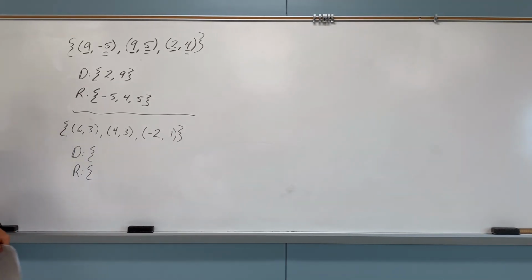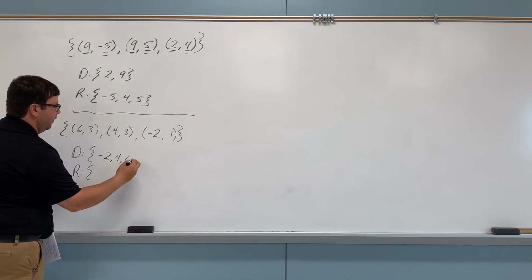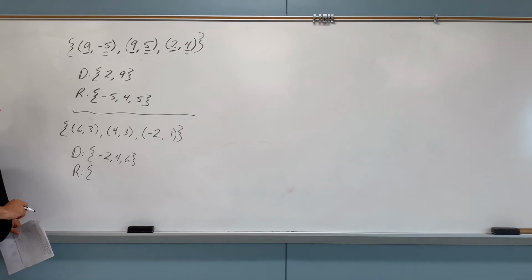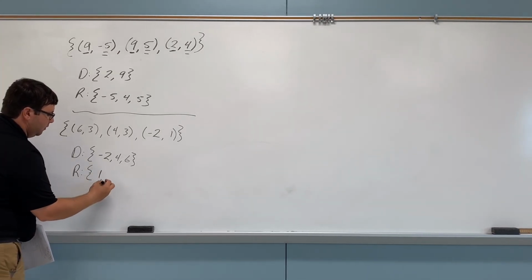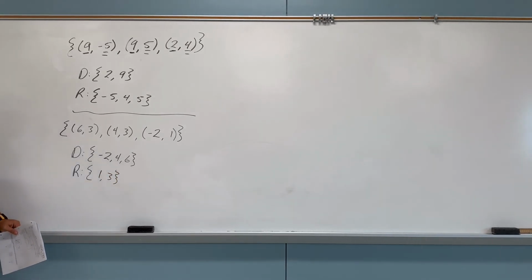Well, my domain, again, I'm looking at the x values here. So I have 6, 4, and -2. So it's -2, 4, and 6. My range, I have 3, 3, and 1. So I have 1 and 3. And that would be my domain and range sets.